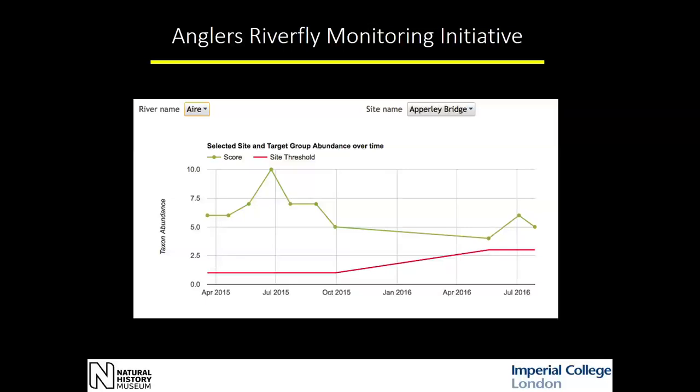The volunteers can load up their data online, and it's readily available in this form here. So they can click on their site on the map, and see how their results compare over time. A really important aspect of this is that the Environment Agency are involved too. They provide a threshold level, which if breached, initiates a very quick response, and they launch an investigation.